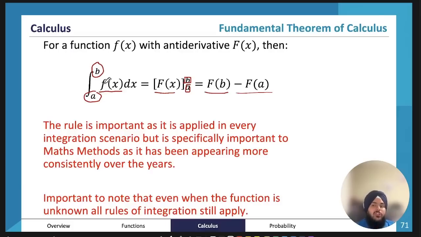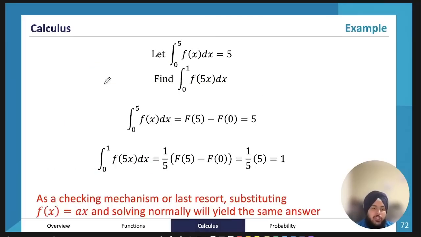So this rule is super duper important. It has been coming up in methods exams every single year, and it's the fundamental theorem of calculus. So really get familiar with this, which I'm pretty sure you all will be.